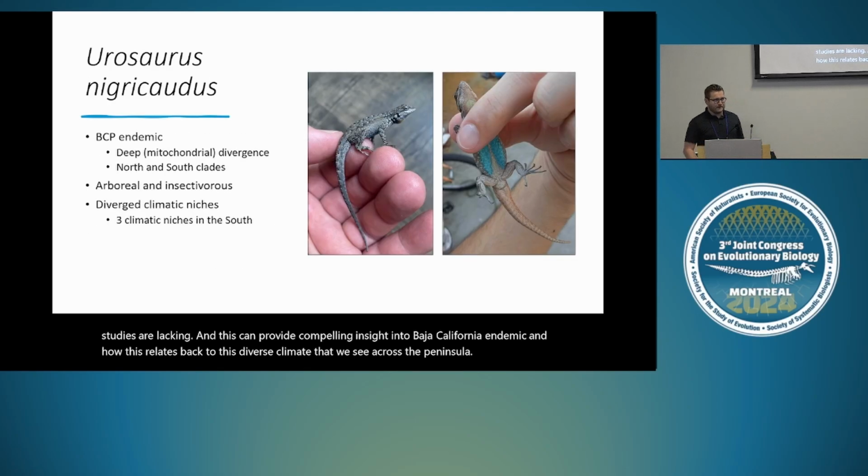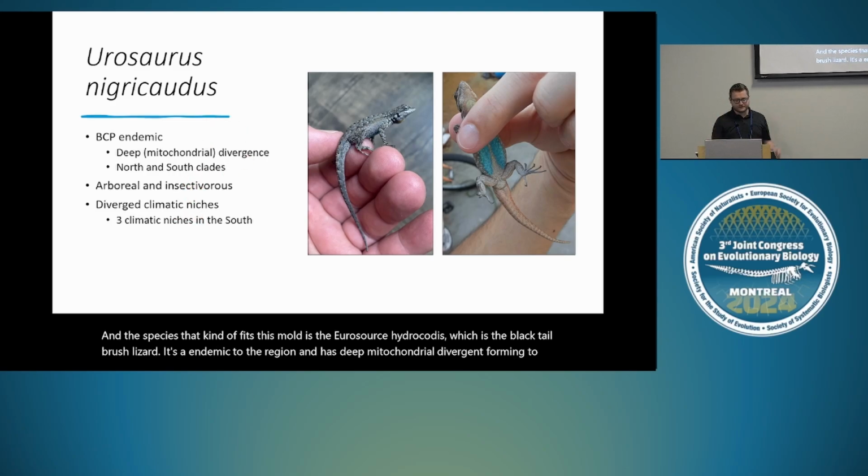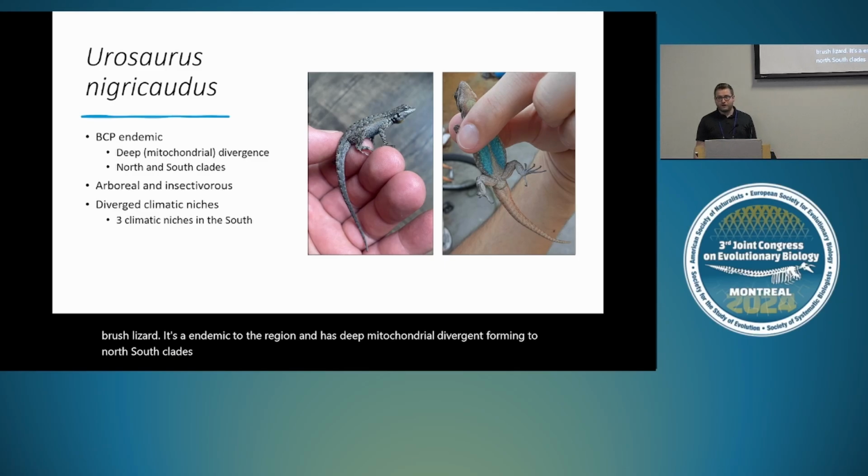A species that fits this mold is Urosaurus hygrocontis, the black-tailed brush lizard. It's endemic to the region and has deep mitochondrial divergence, forming two north-south clades, principally. Biologically, they're arboreal and insectivorous in an otherwise arid landscape, and they have diverged climatic niches between the north and the south, and even three climatic niches in the south by itself. So there's a lot of climatic heterogeneity.